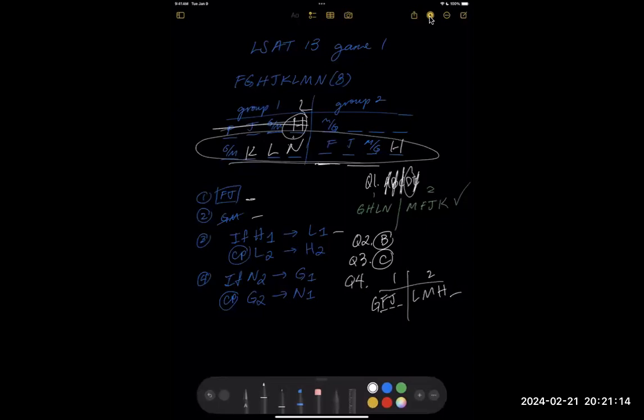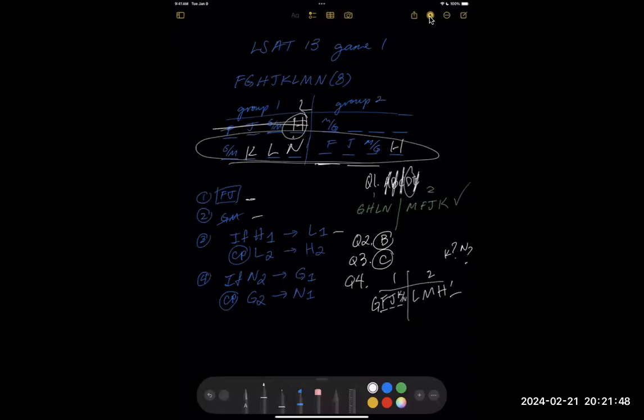And the remaining players, K, which is wild, and N, which doesn't have to be in group 2 or group 1. It could be in either. So G is in group 1. That doesn't trigger rule 4. That's just a consequence of, if we put N in 2, then that consequence of G being in 1 is already there, so we don't have to worry about it. So K and N, those guys can go back and forth.